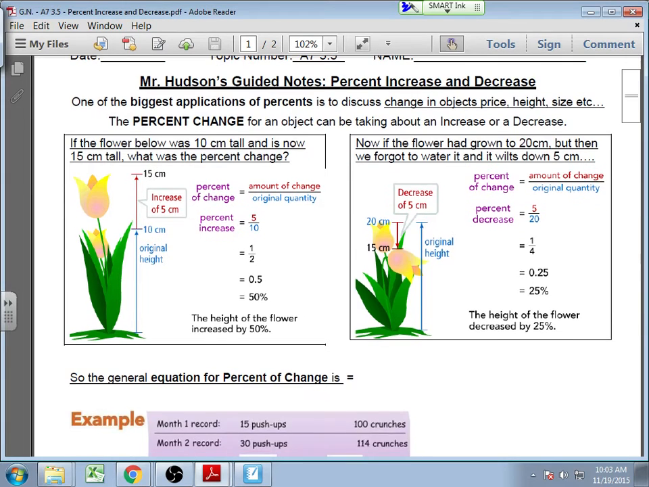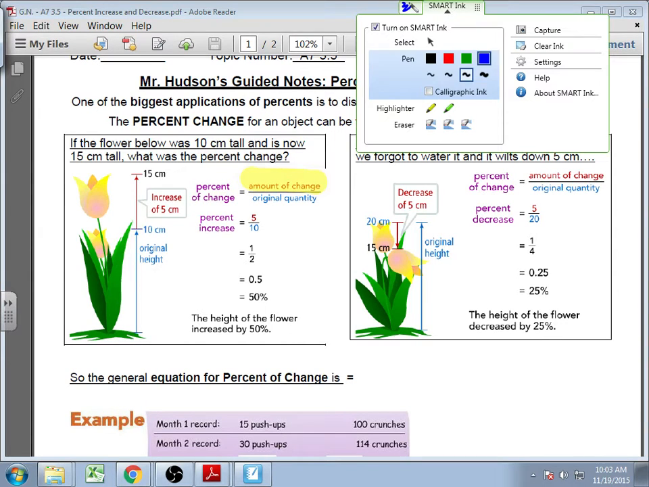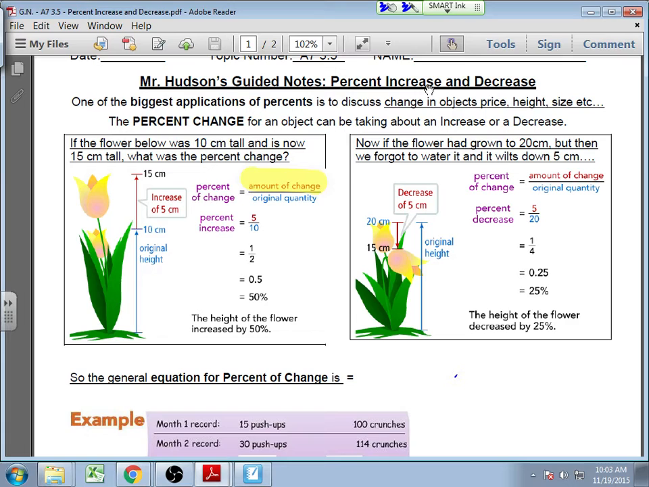So when I planted the plant, it was 10 centimeters. I water it, I put Miracle-Gro on it, come back a week later, and it's at 15 centimeters. If I want to talk about the percent change that has happened, I want to take the amount of change that took place and divide it by where it had started, its original value. This is just like our percent equation, part divided by whole, except our part is the part that changed and our whole is what it used to be. So 5 over 10 is really a half, which comes out to be 50%.